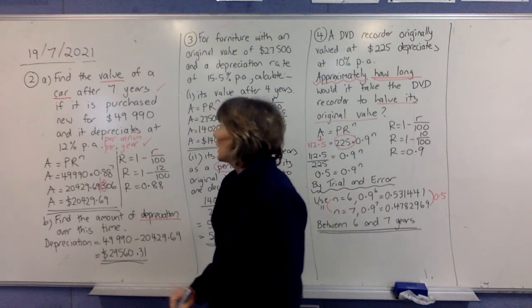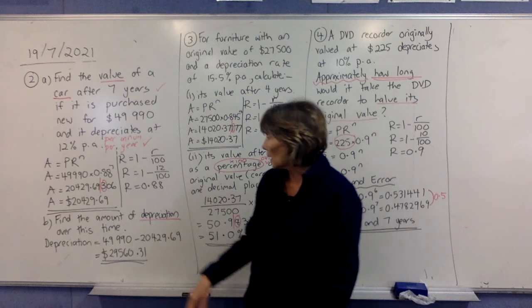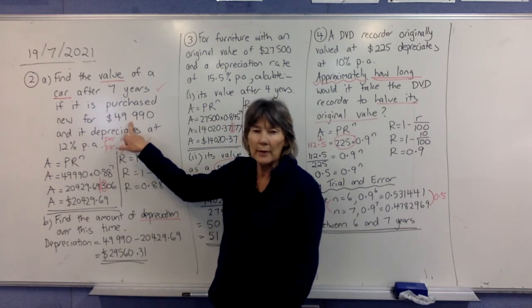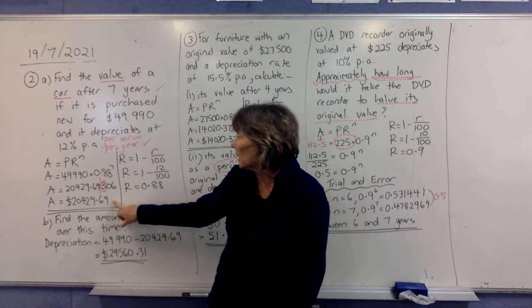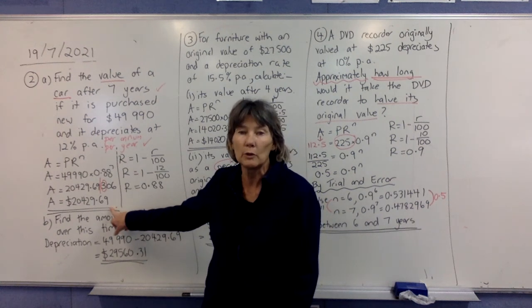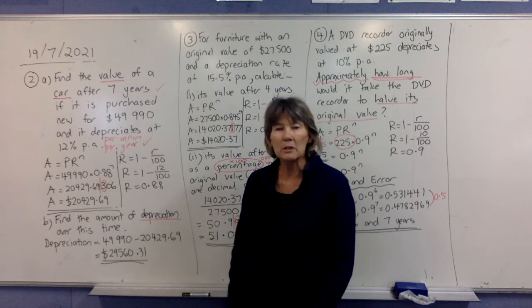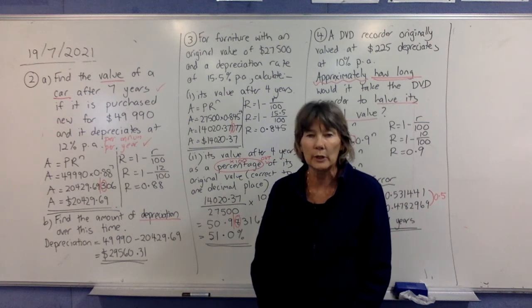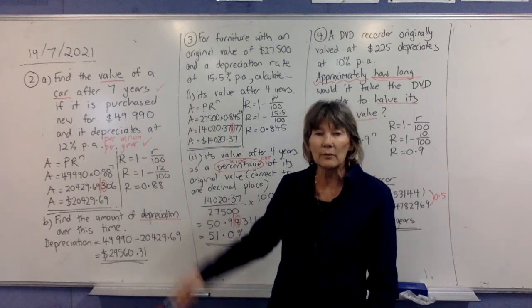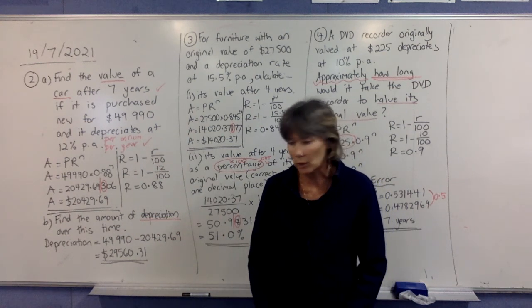In part B, they're asking for the depreciation, whereas in part A they asked for the value of the car. So the depreciation is going on to that second stage of the formula. We have a car that was worth $49,990. It's now worth $20,429.69. The depreciation is how much money you lost, right? So we're getting the bigger number minus the smaller number, and that's how much money you've lost in 7 years, $29,560.31. So next time you see a car and you think you want to buy a more expensive car and buy it brand new, just know that in 7 years you'll have lost nearly $30,000.